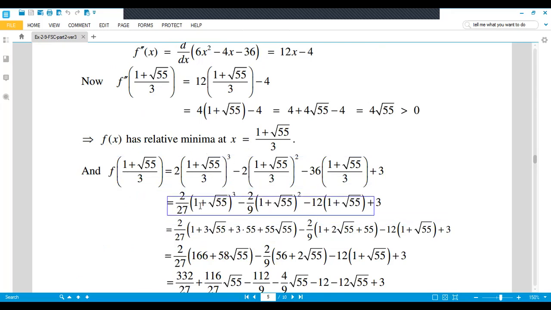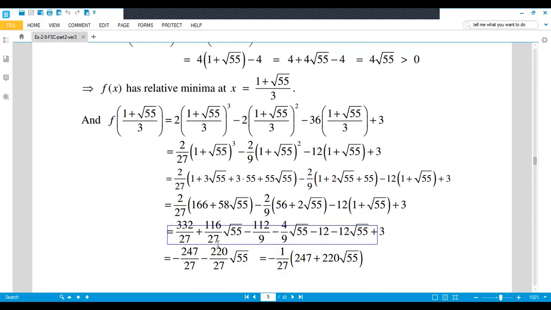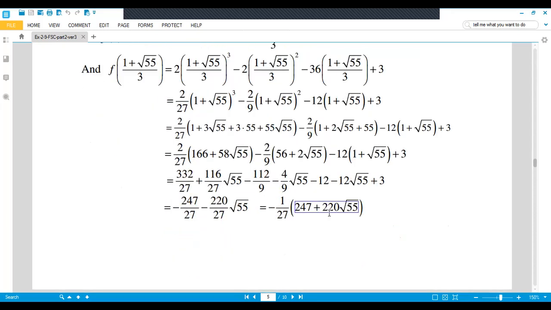So you will solve it by the formula (a plus b) whole cube, which is equal to a cube plus 3a square b plus 3ab square plus b cube. With this formula you open it, and for this one, the (a plus b) whole square formula, a square plus 2ab plus b square. So consider that the first term is a and the second one is b, and this one simply multiply with minus 12. So you solve it, you will get the required answer, this one.